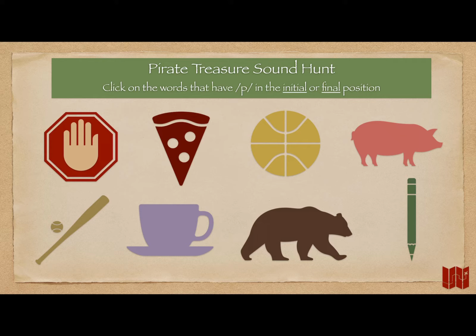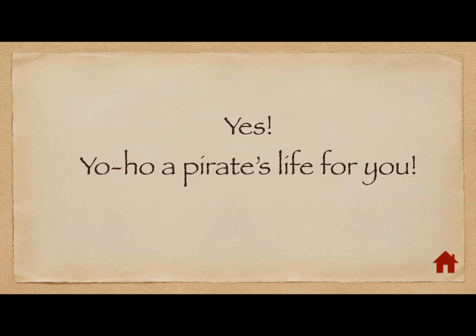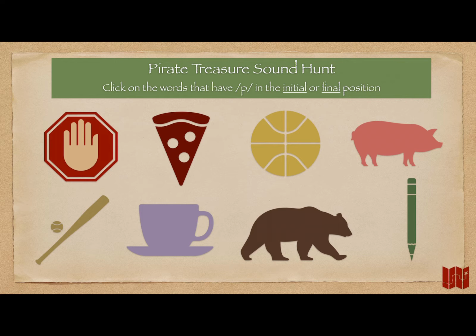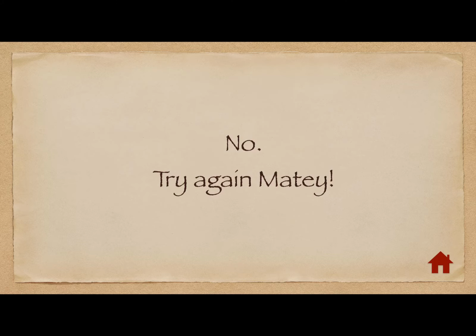So for this particular game, they need to identify whether the word that's represented has a p in the initial or final position. So let's look at the first one. That looks like a stop sign. Stop ends with a p. So let's see what happens. And yes, I got it right. I'm going to click on my little home button. Takes me back there. How about bear? Buh starts with a buh. Let's see what happens. Oh, I'm wrong.